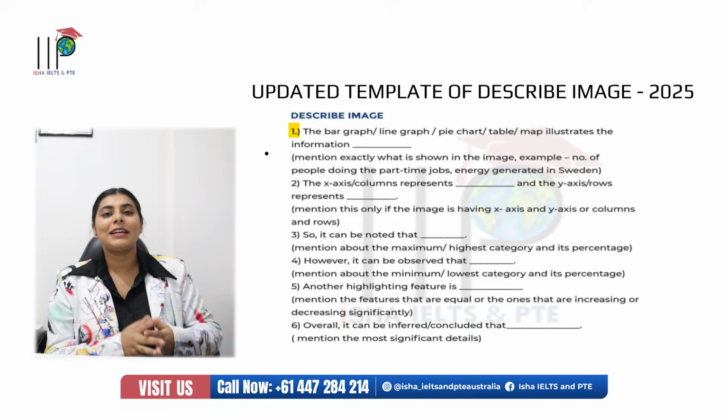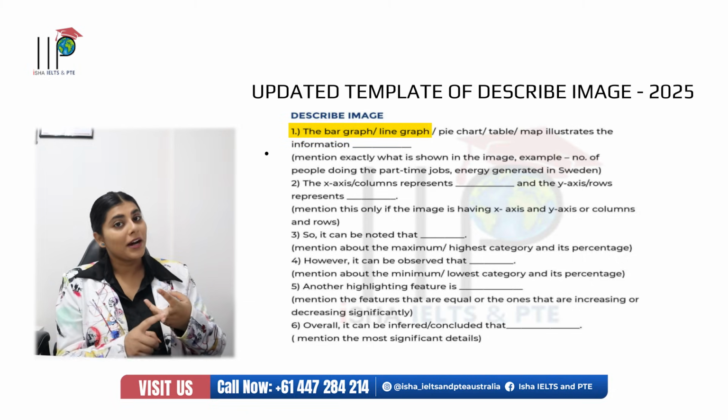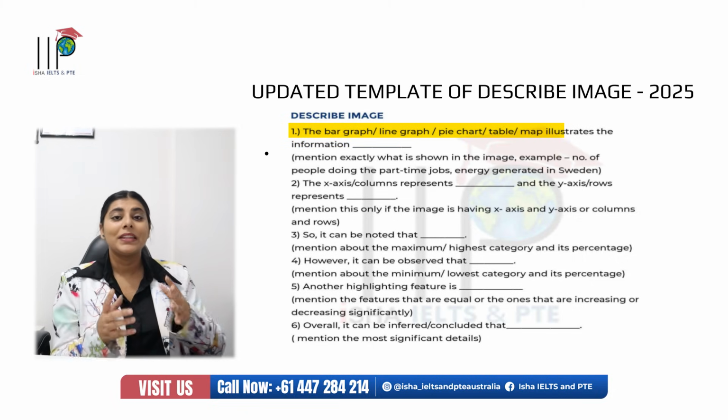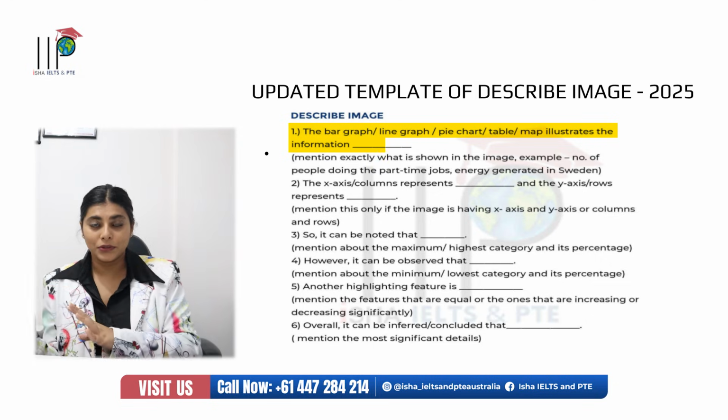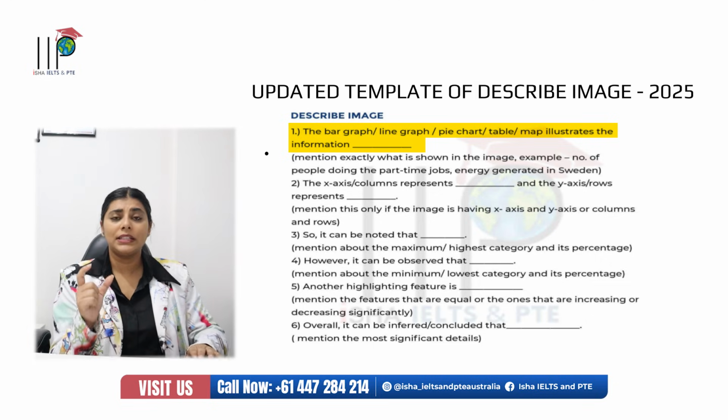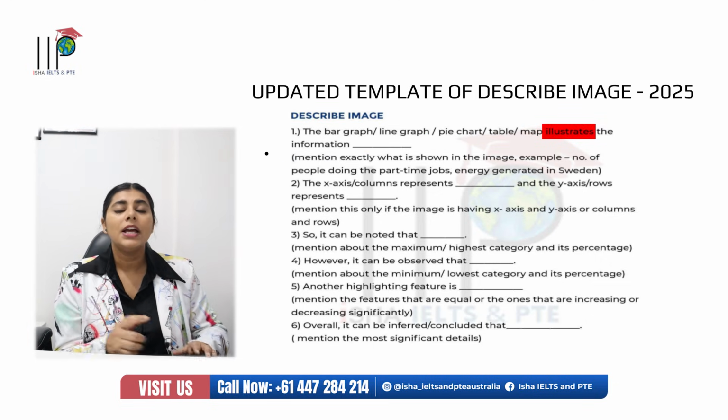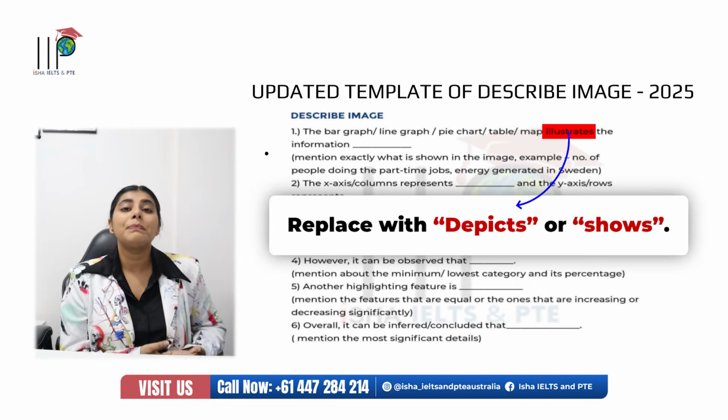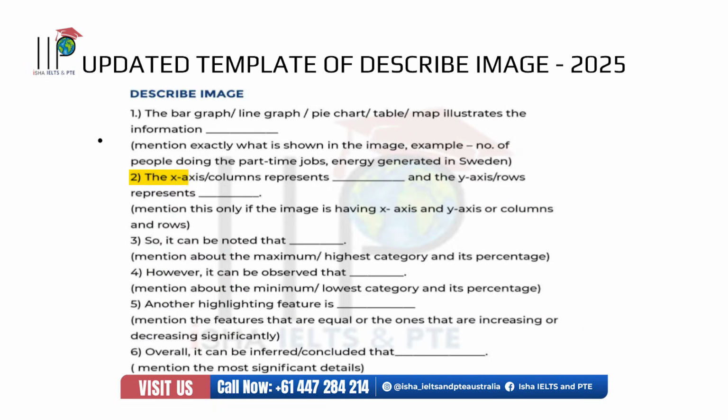So the first line of the template says the line graph, the bar graph, the pie chart, the map illustrates the information about. If you find this word illustrate a little bit difficult, you can even replace it with depicts or shows. The x-axis represents and the y-axis represents. Mention this only if the image is having an x-axis and y-axis, or rows and columns.